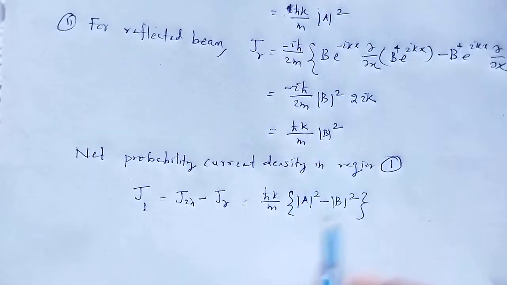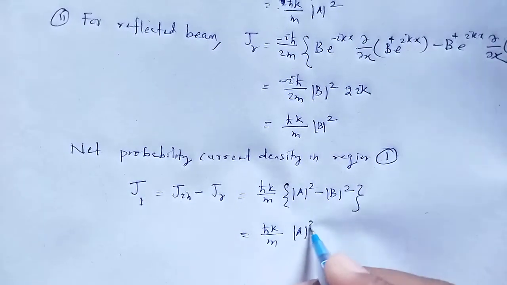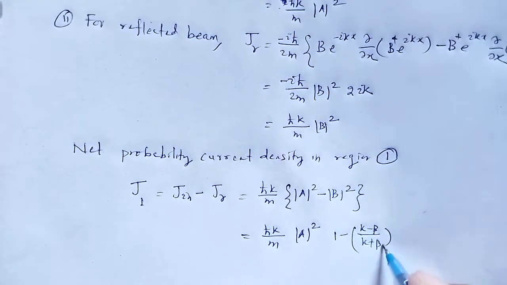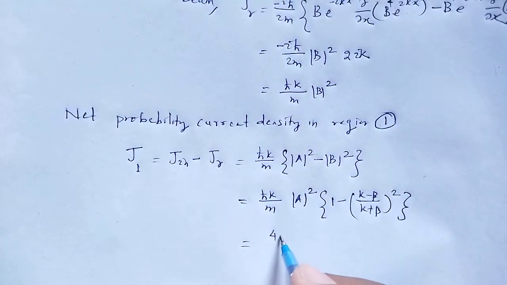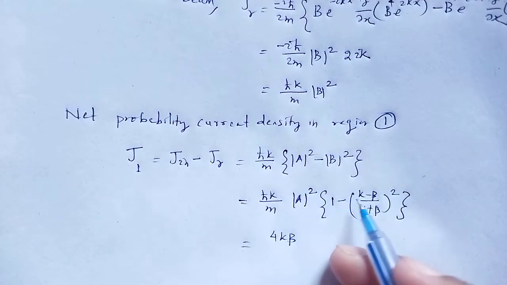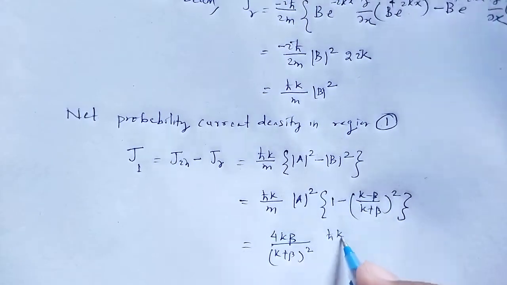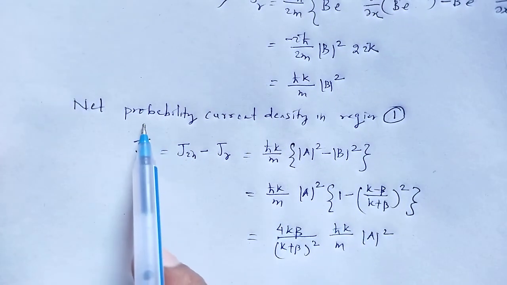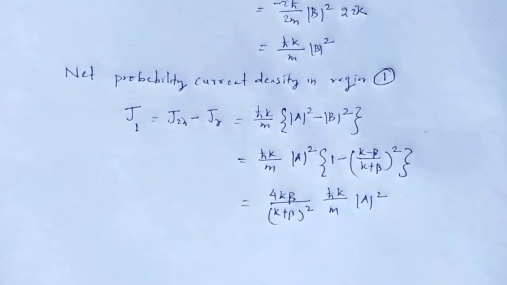Using the previous relations, taking ħk/m |a|² as common, we get 1 − ((k − β)/(k + β))², that is ((k + β)² − (k − β)²)/(k + β)², that is 4kβ/(k + β)² times ħk/m |a|². That is the net probability current density in region 1. Next, the probability current density for the transmitted beam, which happens in region 2.